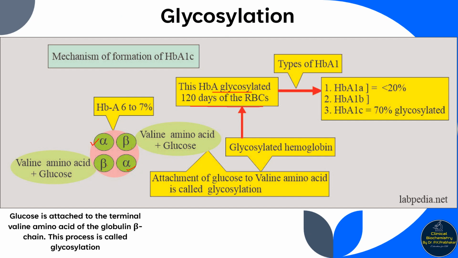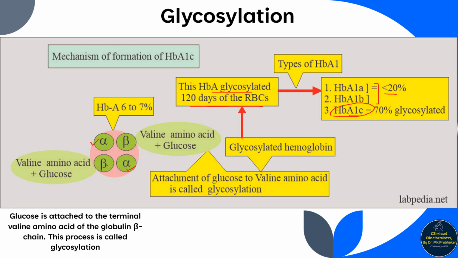We have different variations like HbA1a, around 20%, HbA1b, and HbA1c, which is the maximum, more than 70%. So these two are roughly 20 to 25%, and HbA1c 70%. So that's why we commonly use HbA1c for this test.